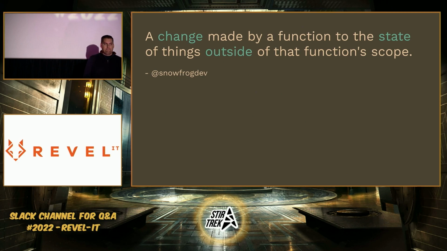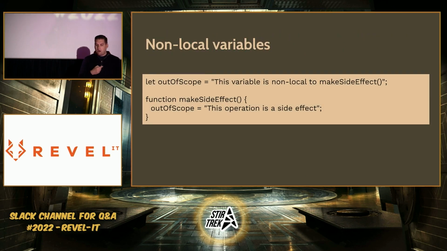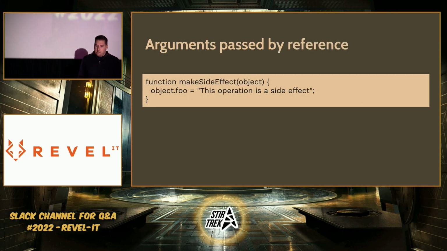What kind of things are we changing that we can say that we were actually having a side effect? Well, here are some examples. Non-local variables. Now, that's a pretty simple example, right? We've got a variable out of scope. It's a string. And now our function makes a side effect, simply modifies the value of that variable, assigns a new string. So that's a side effect.